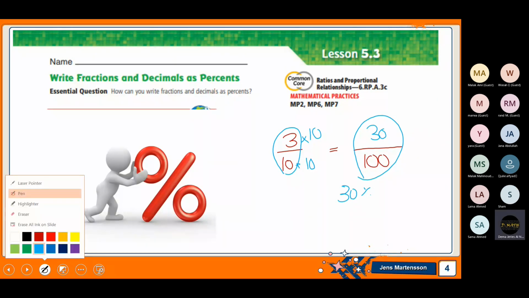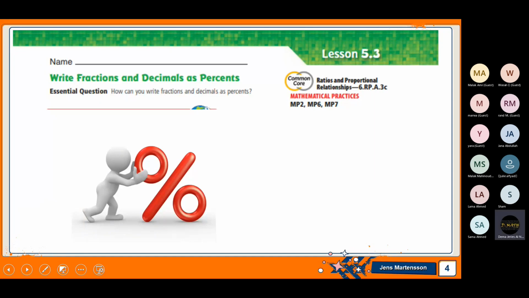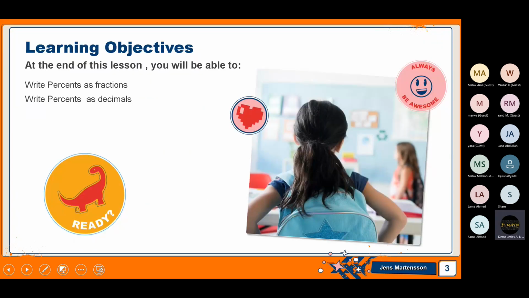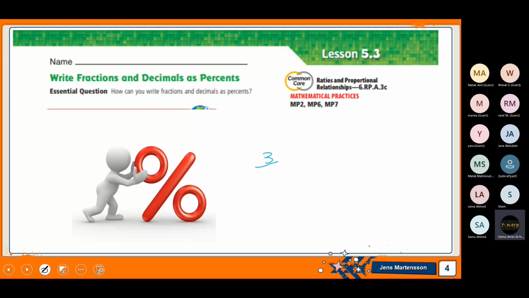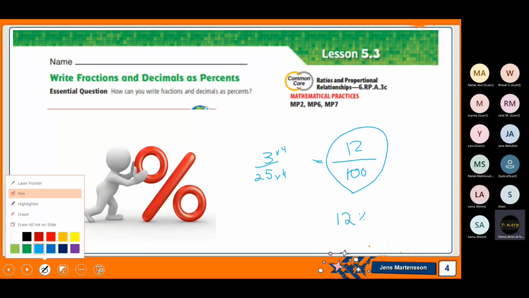In some cases, it comes like this: 3 over 25. So the same steps. What is the number that you multiply by 25 to get 100? You will say it's 4. 25 times 4 is 100. 3 times 4 is 12. So 12 over 100 is 12%. This is how, if I have fractions, I write them as a percent.